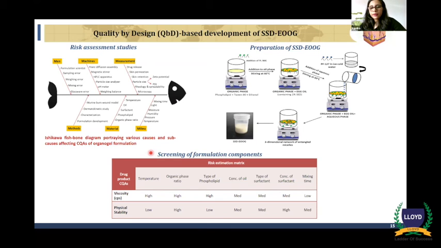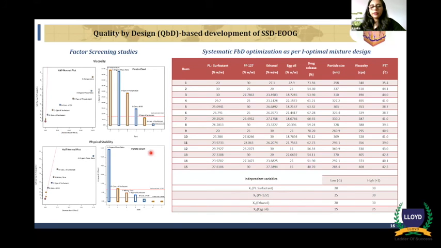had 7 prototype formulations which were prepared and then further analyzed by this Taguchi design. This formulation, involving phospholipid 90G as well as some surfactants, was basically prepared by a simple mixing method, which ultimately resulted in the formation of a 3-dimensional network of entangled micelles. Then the factor screening studies were done by viscosity as well as physical stability, and all those factors which had values above the Bonferroni limit were chosen for the final systematic FPD optimization as per the optimal mixture design.